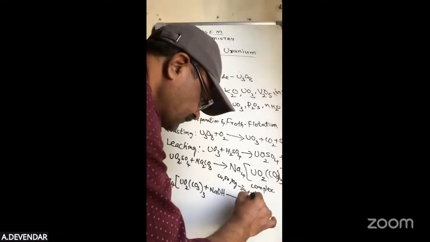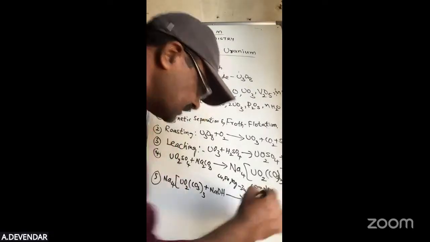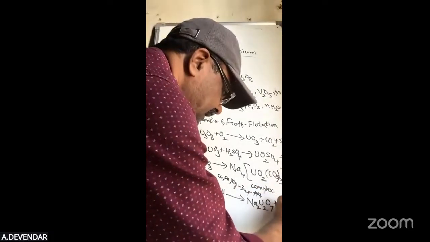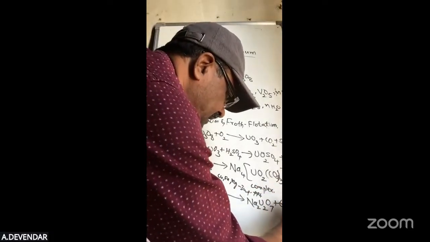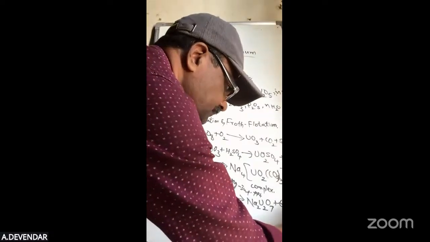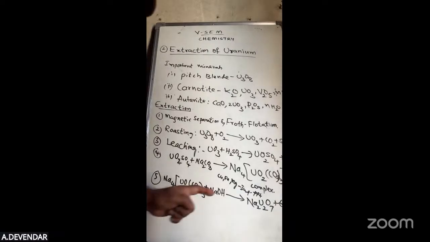We get sodium diuranate, Na2U2O7. The remaining byproduct, sodium carbonate, is removed as a base, and the water molecule is also removed. So sodium diuranate is obtained.